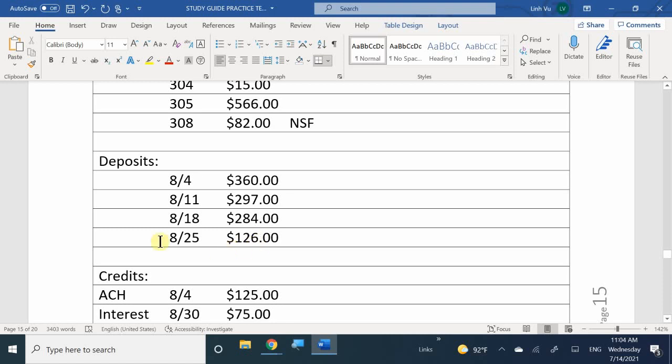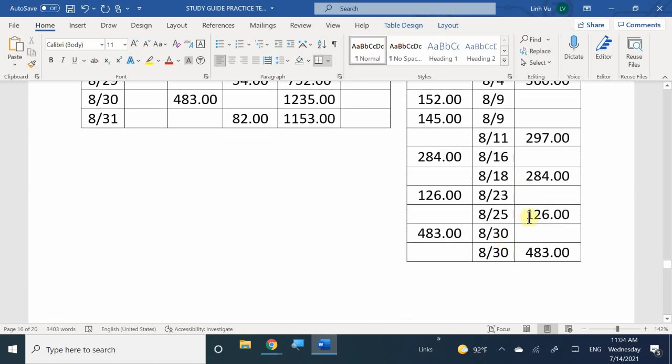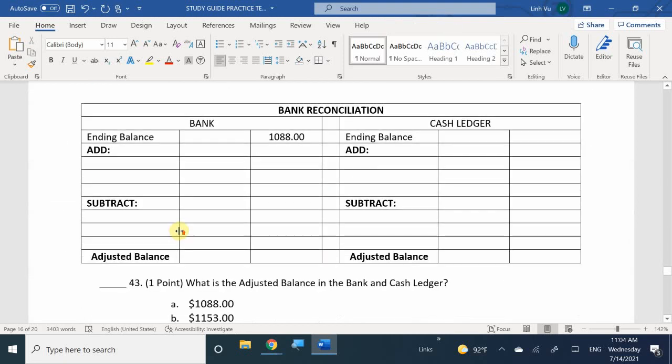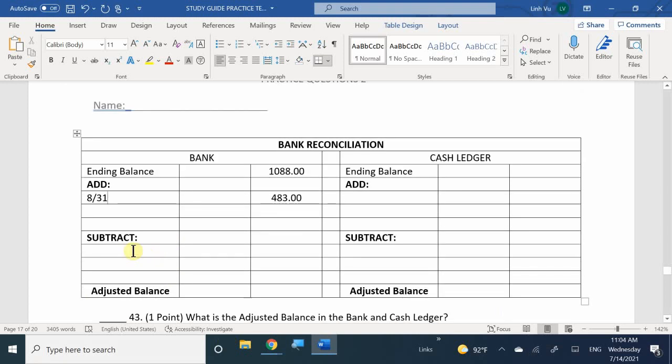Now the last deposit I see was $126. So let's take a look at my books. I did deposit $126, but here's the one I haven't done yet. The one that hasn't cleared yet was my $483. So that's going to be added to my deposits, $483. And I'm going to say this was the deposit on 8/31. Now I need to subtract my outstanding checks.